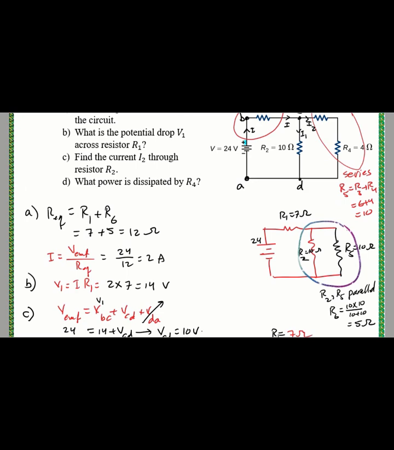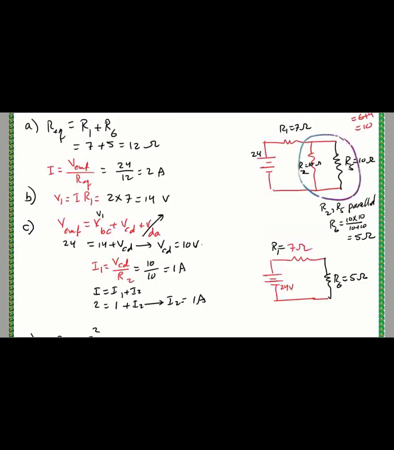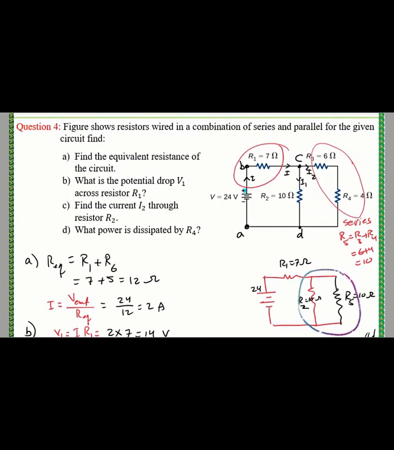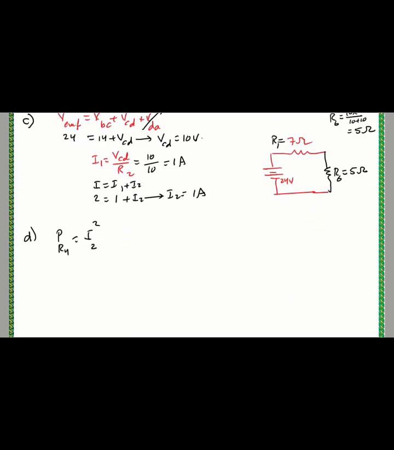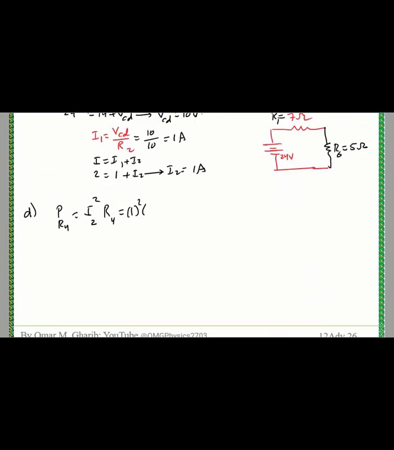Now for part D, the power dissipated in R4. Power in R4 is I2 squared times R4. Why I2? Because the current flowing through R3 and R4 is I2. This is the current going through them. So I2 squared times R4. I2 is 1, squared, R4 is 4 ohms. So it is 4 watts.